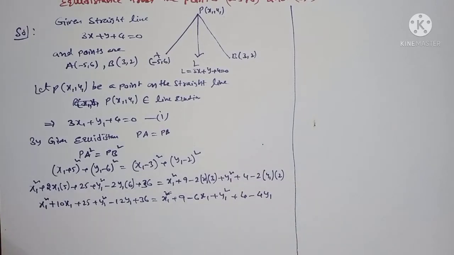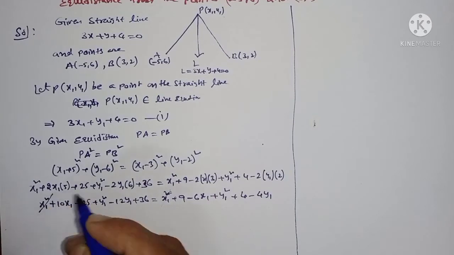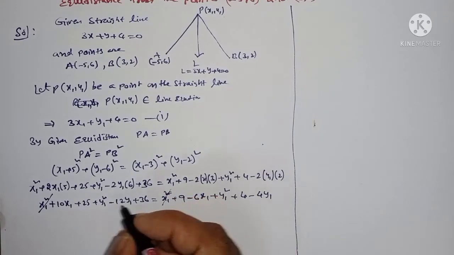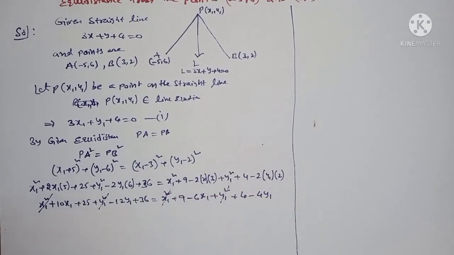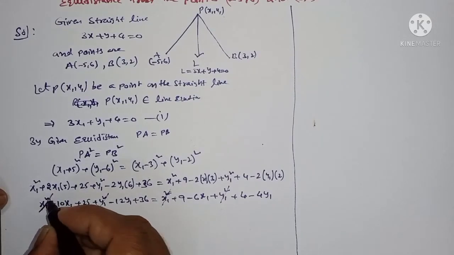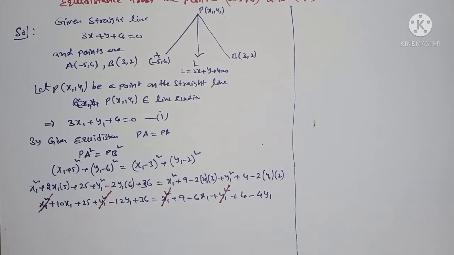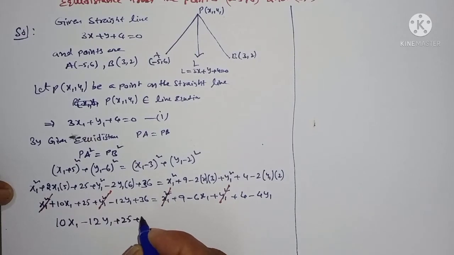On the LHS and RHS you can observe that x1 squared cancels with x1 squared, and y1 squared also cancels. What are the remaining terms? On the left we are left with 10x1 - 12y1, and the constants 25 + 36.